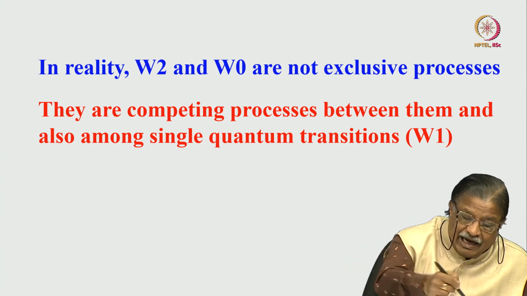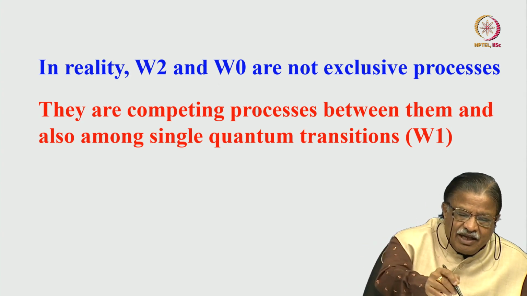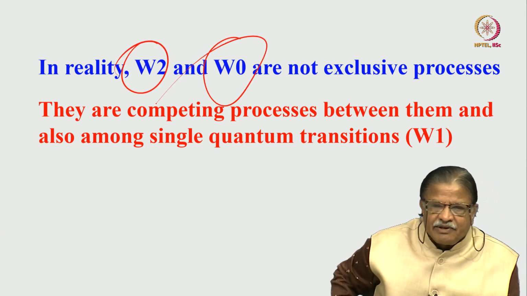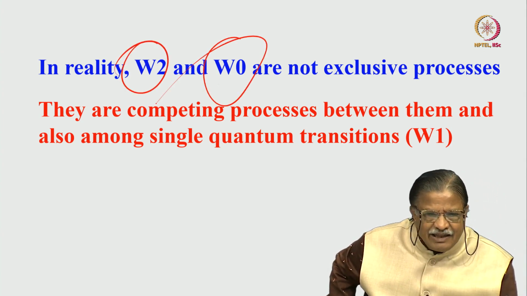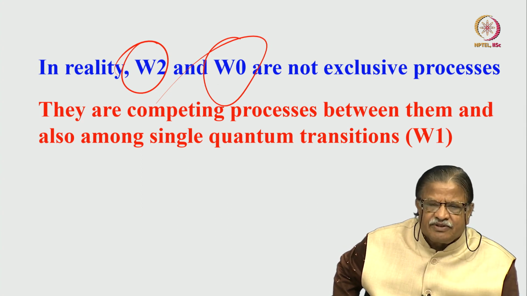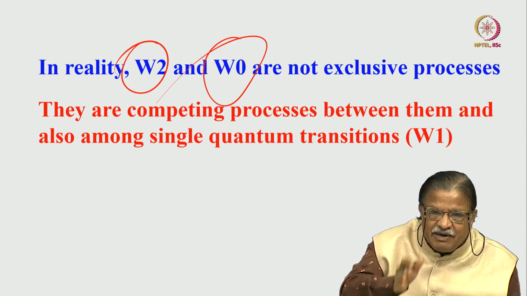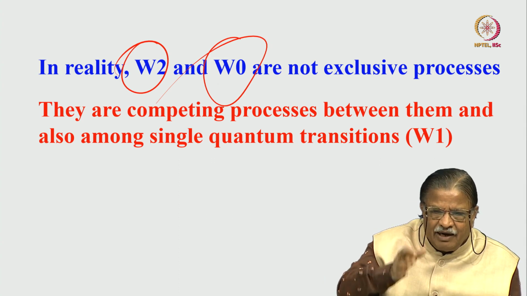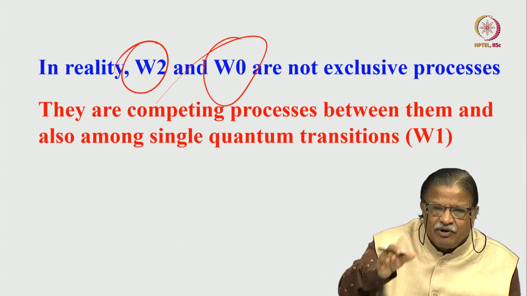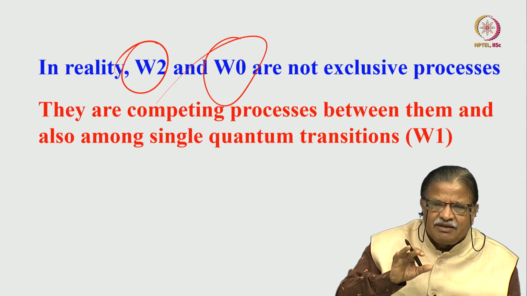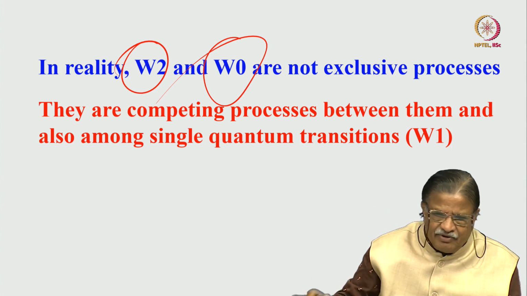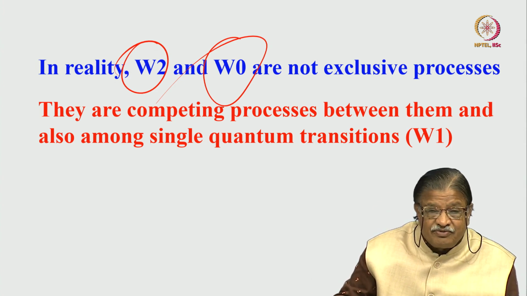When we do the calculation, I took them individually. But in reality, they are not separate, they are not exclusive processes. Both phenomena are happening simultaneously. One may be dominant, the other less dominant, or both may not be dominant, or both may not be existing. We do not know. So, there are forces which are going on.